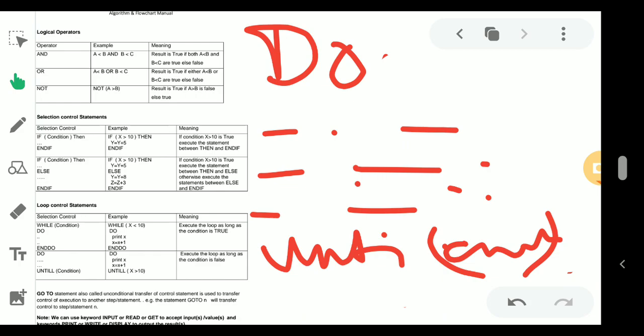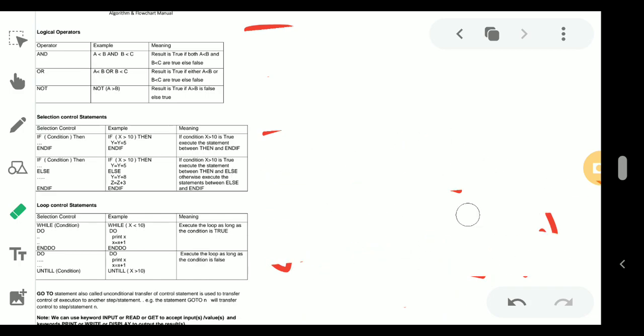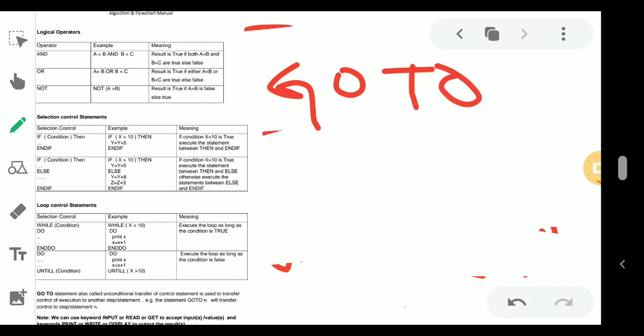Another one is the go to statement. Okay, so this is a very common one. The go to statement is also called the unconditional transfer of control statement. It is used to transfer control of execution from one step to another step. It is go to step number n, go to step 2. So after execution we stop the execution and jump to step 2, step 1, whatever line number is mentioned.